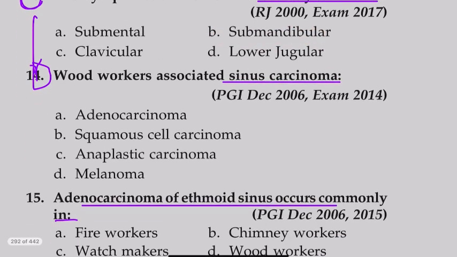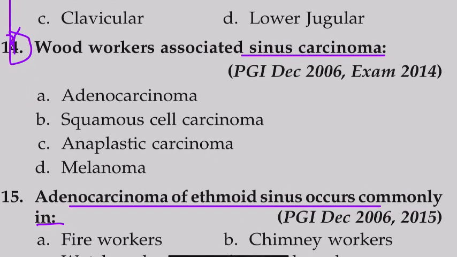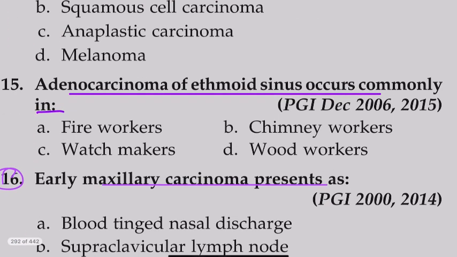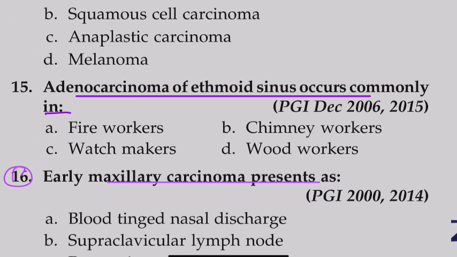The woodworker associated sinus carcinoma: what is it? I've already said woodworker carcinoma, that is adenocarcinoma, right? They are also called woodworkers carcinoma. Going to adenocarcinoma of ethmoid sinus, it occurs more commonly in, that is also the same thing, woodworkers.